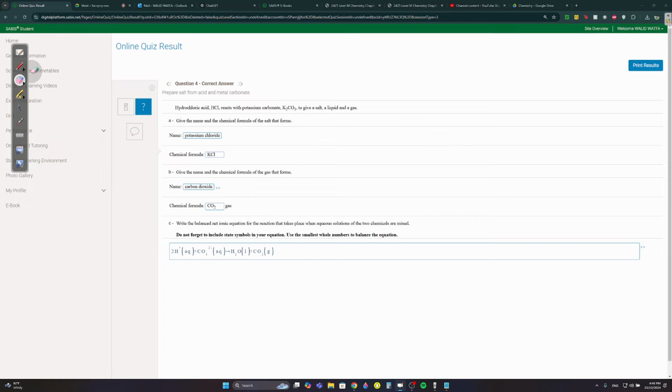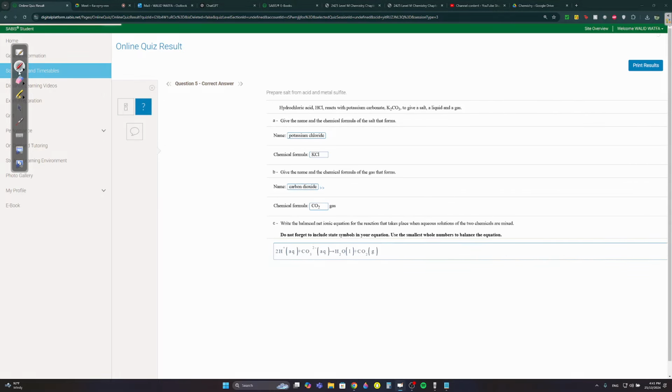They did almost the same thing, but without the state symbols, like here they put this for you. And they put the arrow and they said continue it. So you had to put CO2 and H2O. That's it. That's how it came in the exam.